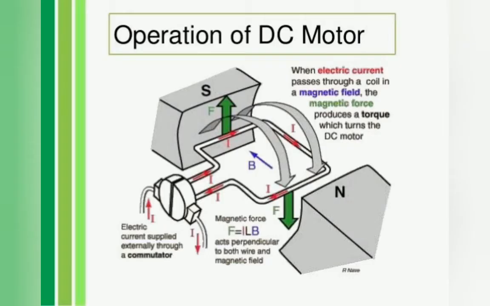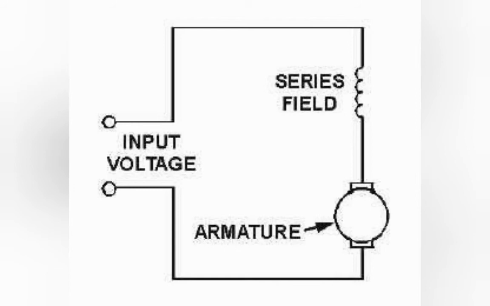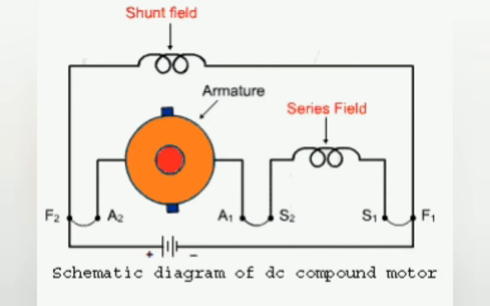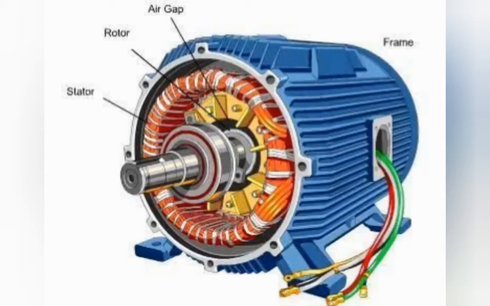DC motors convert direct current form of electricity into mechanical energy or motion. Here we have the permanent magnet DC motors, the series DC motors, the shunt DC motors, and the compound DC motors. Electric motor construction: the electric motor construction can be done using the rotor, bearings, stator, air gap, windings, commutator, etc.